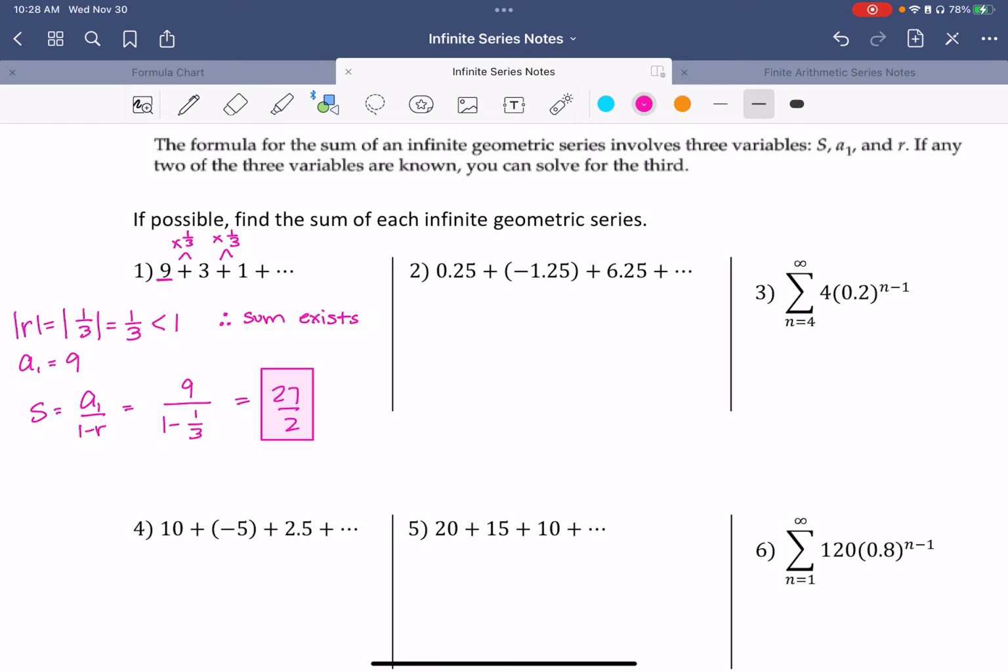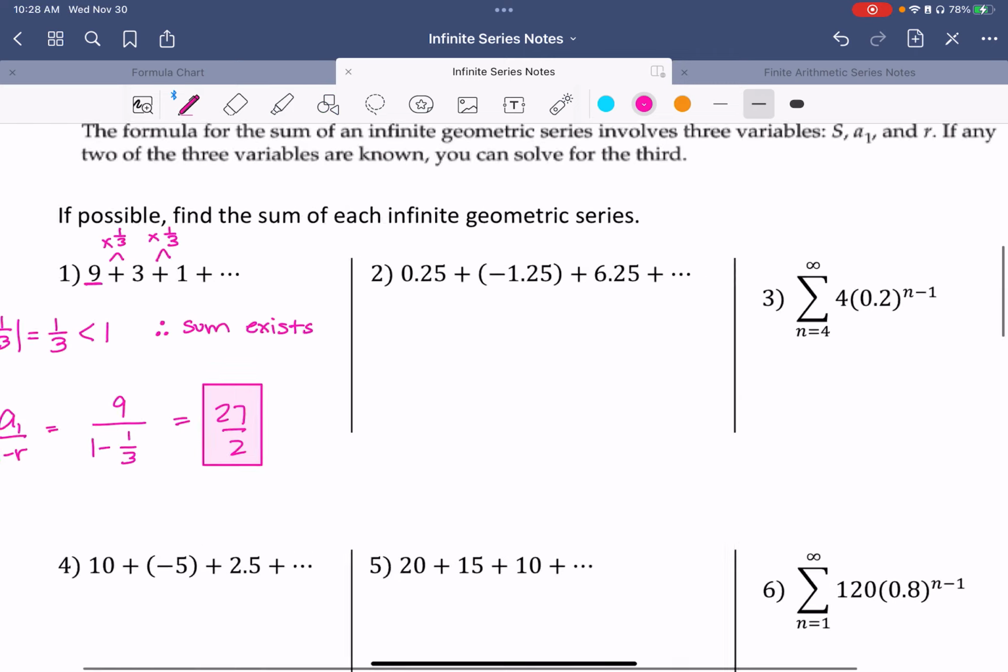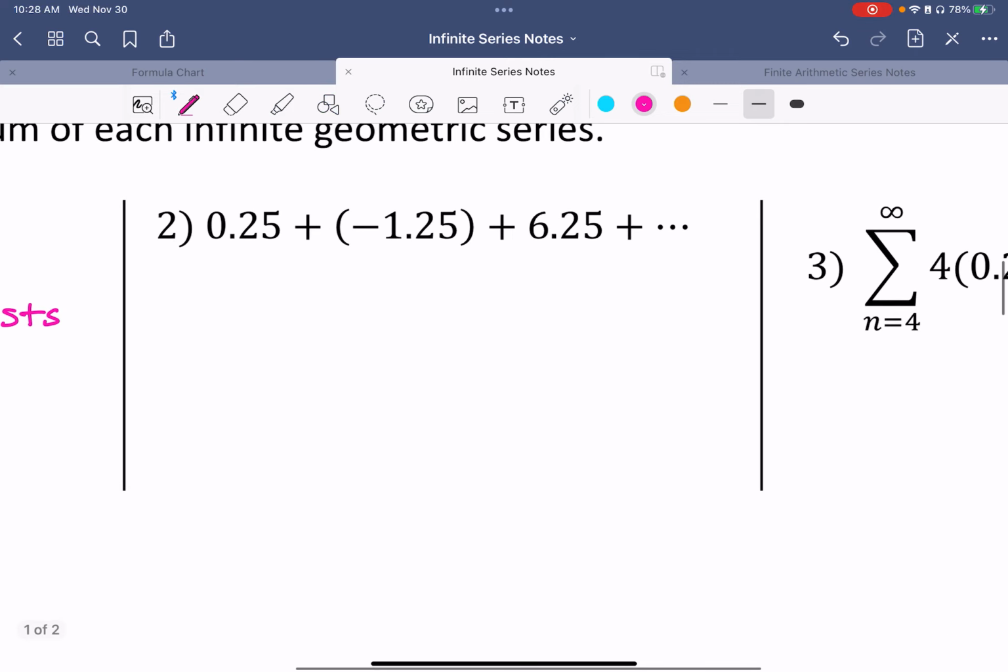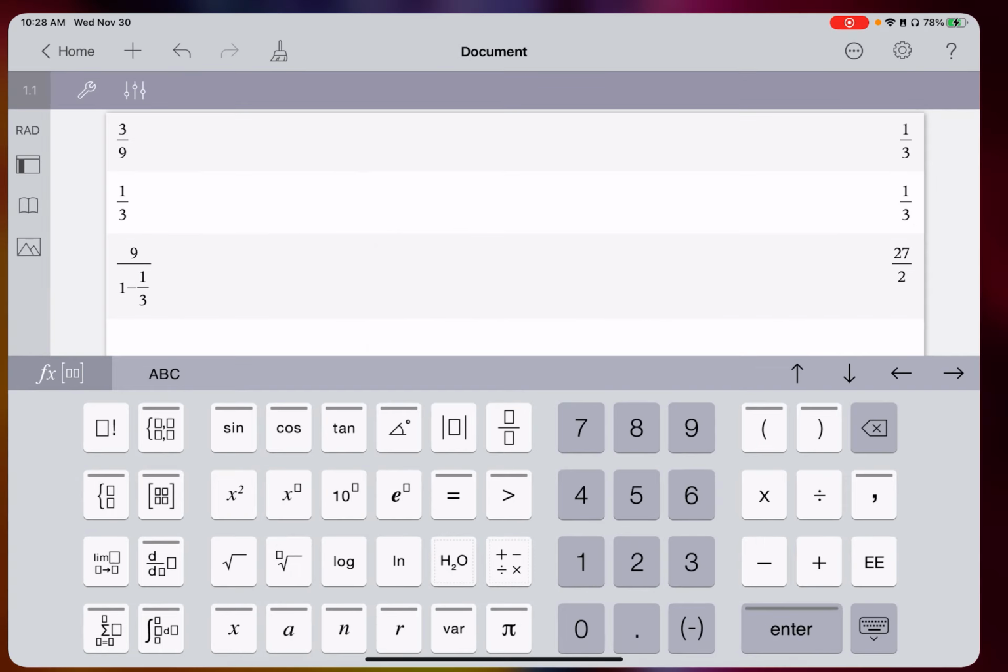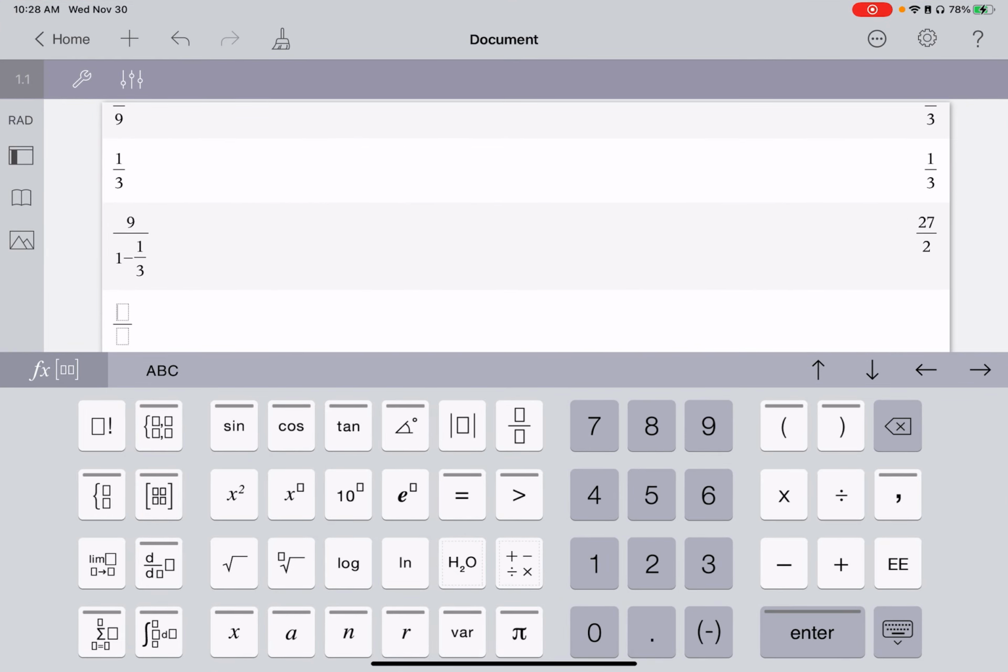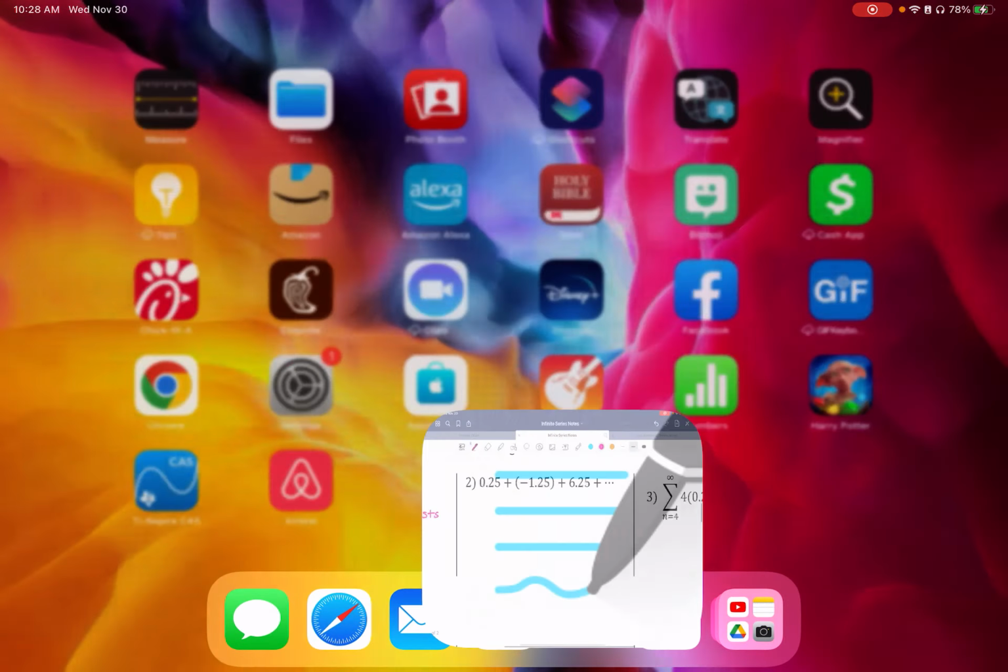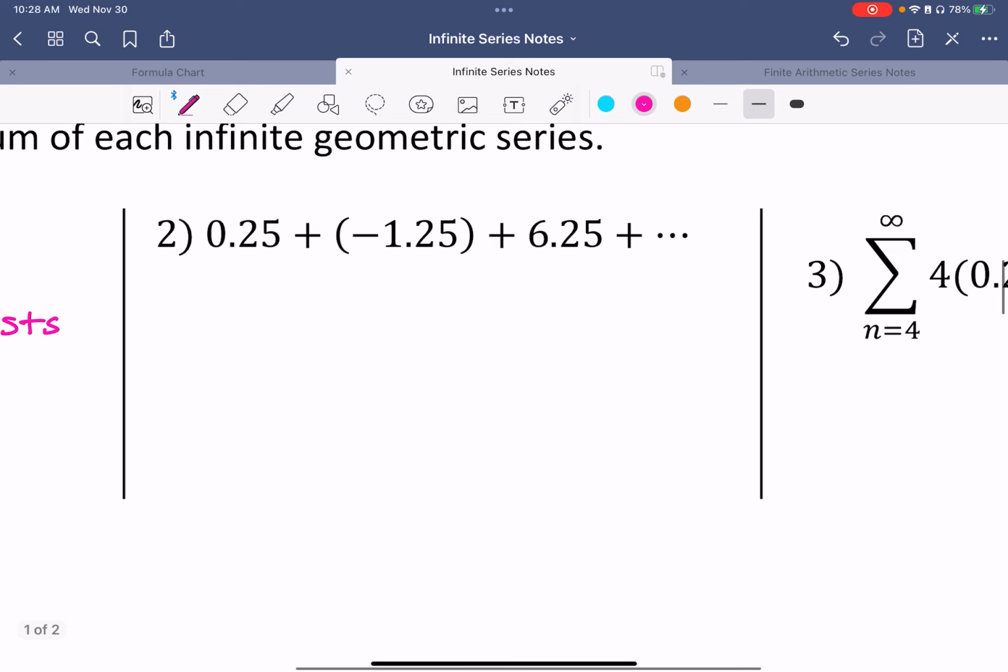All right, let's try number 2. So we'll start out by finding the common ratio. I'm going to divide the second term by the first term. So negative 1.25 divided by 0.25, I get negative 5. I'm going to divide the third one by the second one, and I get negative 5. So that means these numbers are being multiplied by negative 5 every time.